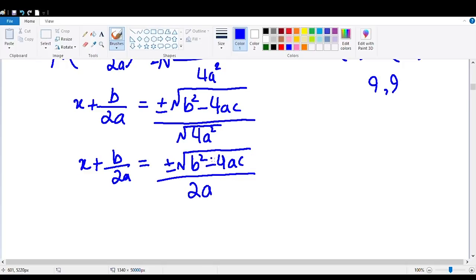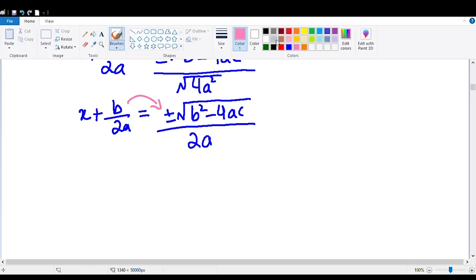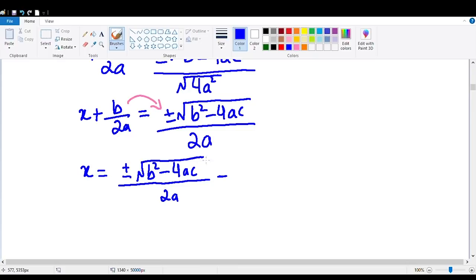And now as we want to get the value of x, we need to send b over 2a to the other side. When we do that, let's move down, we'll get x equals plus minus the square root of b squared minus 4ac over 2a minus, when plus b over 2a goes to the other side, it will become minus b over 2a.